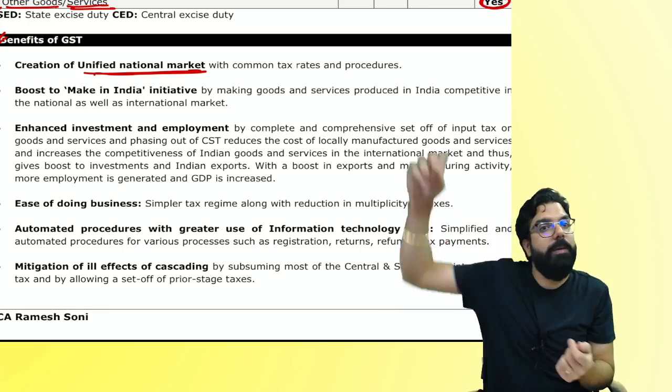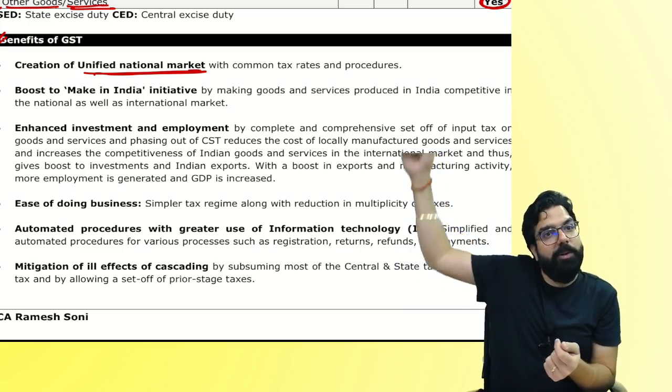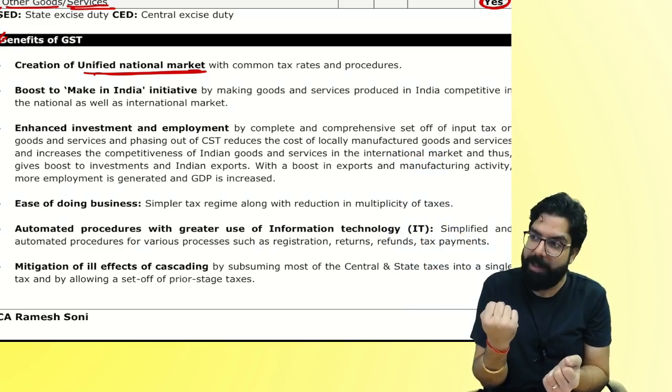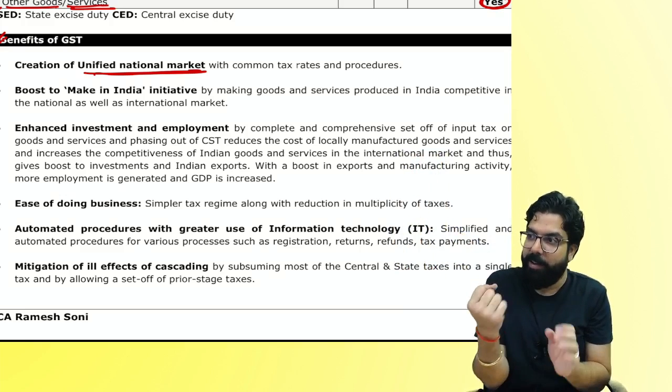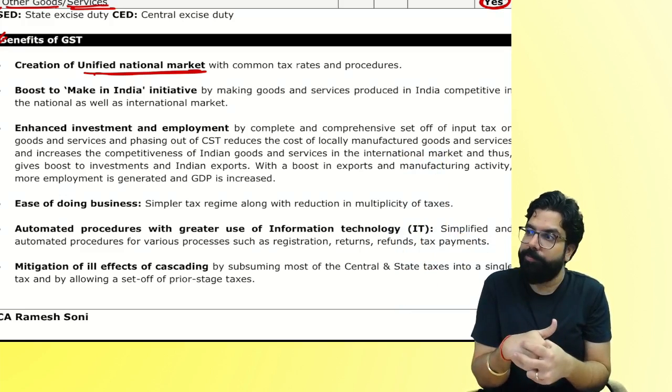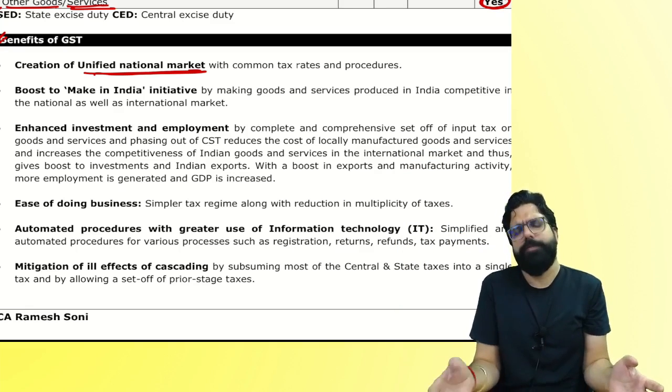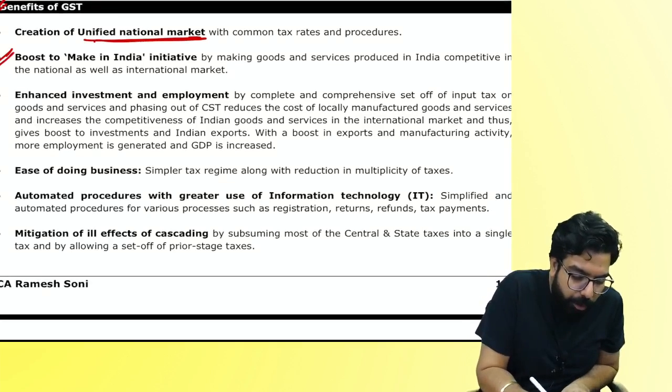Why credit? He will charge me. He'll give it to the government. Government will give me the credit. So can I get the credit? If I buy from within the state? Louder, everyone. Next. Boost to Make in India initiative.